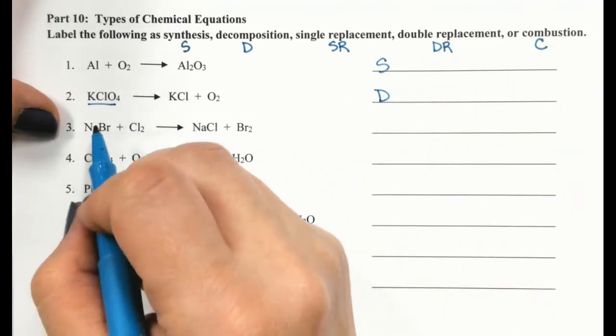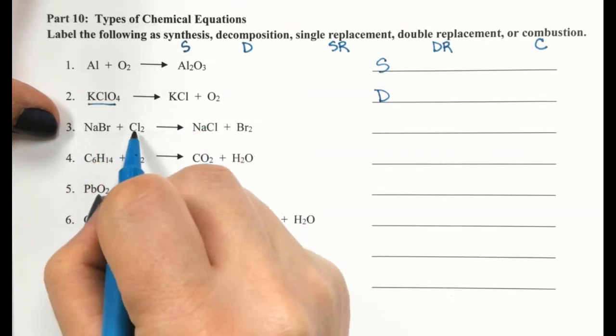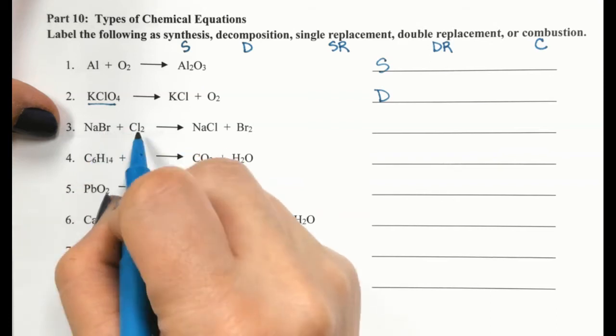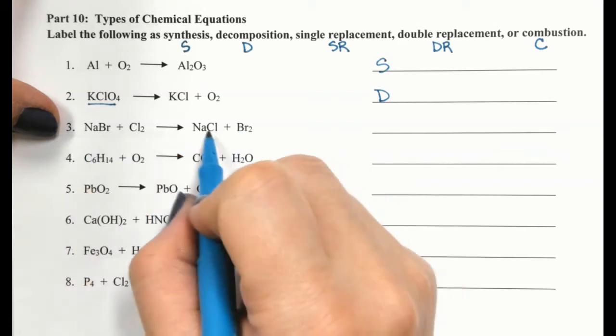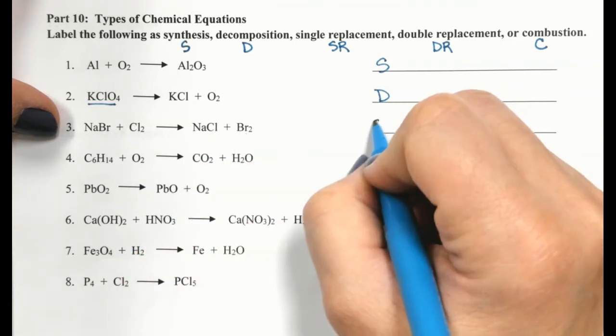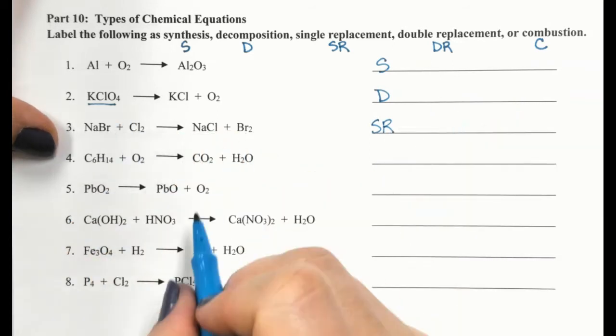Number three, we have a compound plus a single element, and you'll notice that the single element swaps places with the bromine. Chlorine and bromine are both halogens, and we get a new compound and a different single element. So this is going to be a single replacement because these replace each other in the reaction.